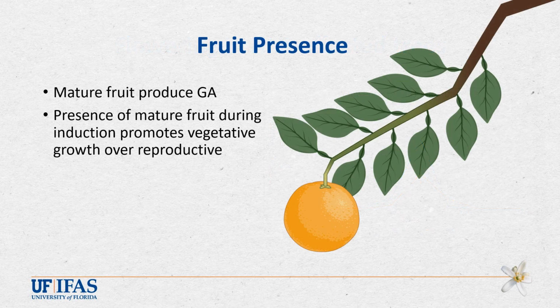Now let's move on to our last major topic, hormones. Gibberellic acid, or GA, is the major hormone controlling flowering. GA acts by promoting vegetative growth over reproductive growth. Mature fruit produce GA that is then exported to the surrounding nodes. This in turn promotes the buds at these nodes to produce vegetative flush instead of floral buds.